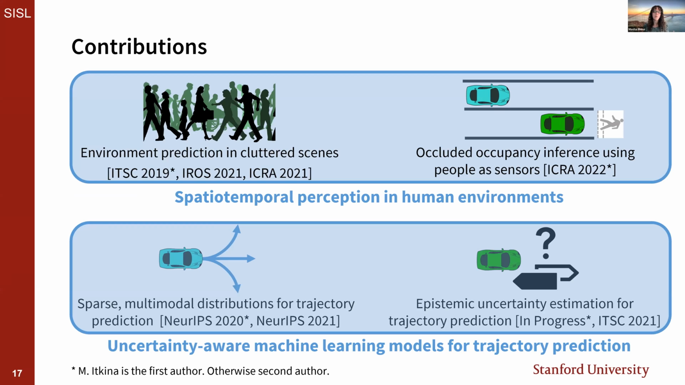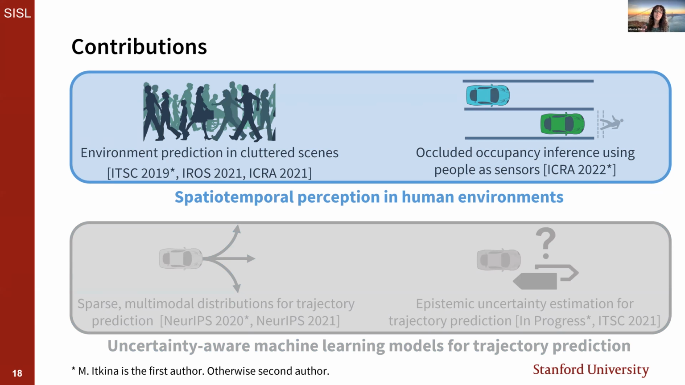These contributions can be categorized into advancements in spatiotemporal perception in human environments and uncertainty-aware machine learning models for trajectory prediction. This slide will serve as the roadmap for the presentation. In this talk, I will focus on the spatiotemporal perception contributions and then briefly overview uncertainty-aware methods towards the end of the presentation.